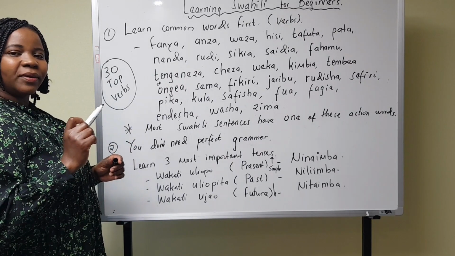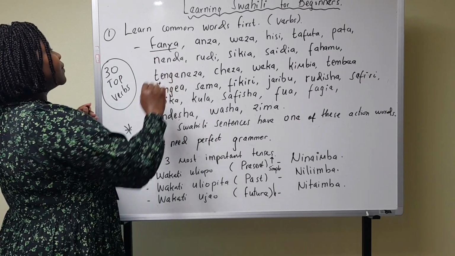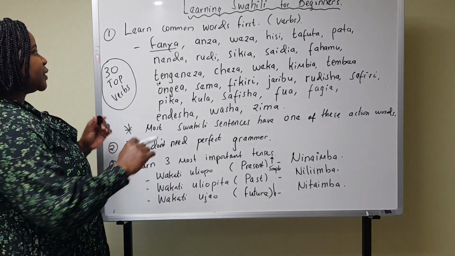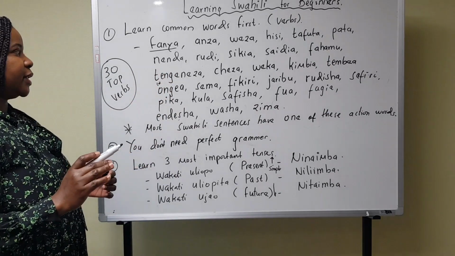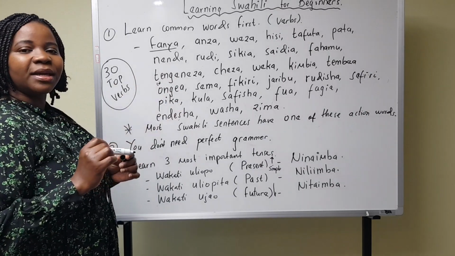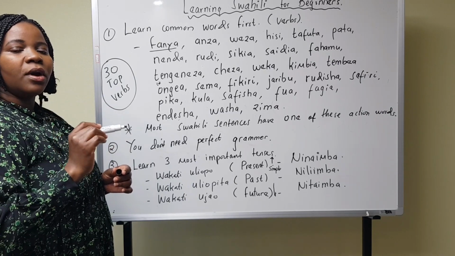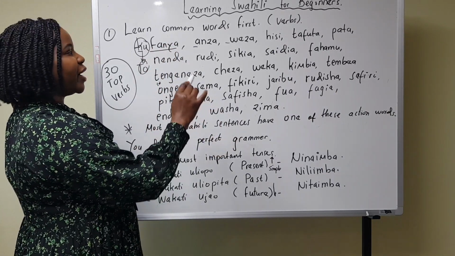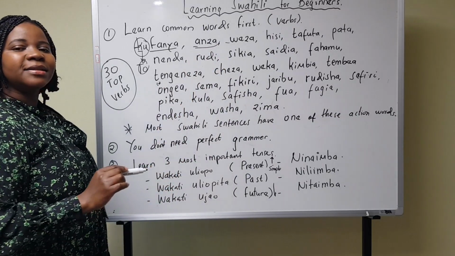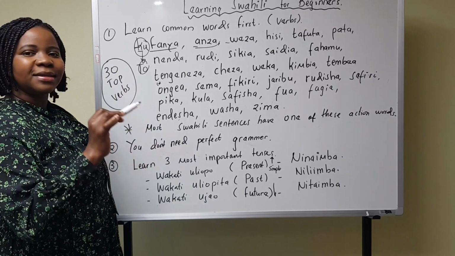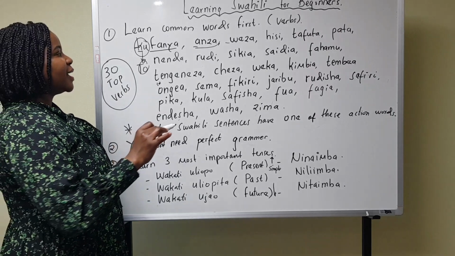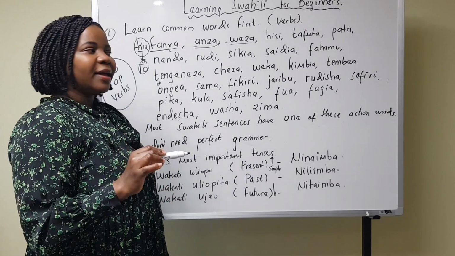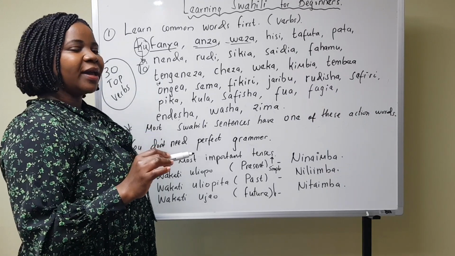The first common Swahili verb is fanya. Fanya. So this is a very common Swahili verb or Swahili word. Fanya in English means do. Okay? Do. Fanya means do in English. And the second verb is anza. Anza, which means start. Okay? Anza, start. Another verb is weza. Weza, which means able. Okay? Able. Weza.